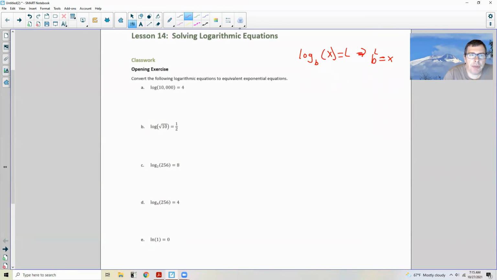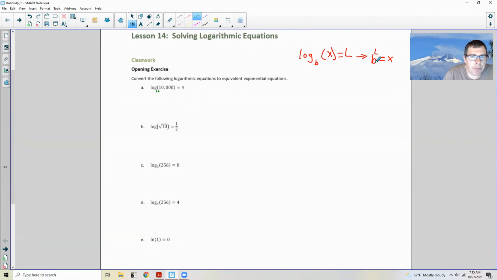That's supposed to be an arrow. So anyway, all you have to do is look at what is b, what is x, and what is L, and rearrange it. When there's nothing there, it's like the square root symbol. We always assume that this is a 2, don't we? If there's nothing there. So we do the same with logarithms. Whenever there's nothing there, it's base 10. So whenever there's nothing there, we always assume that's a 10.